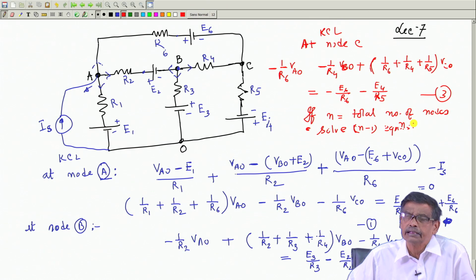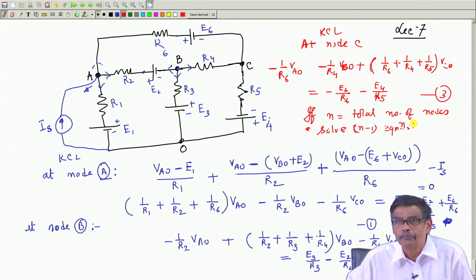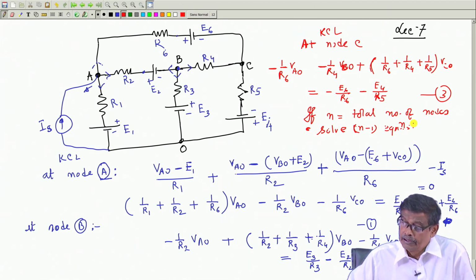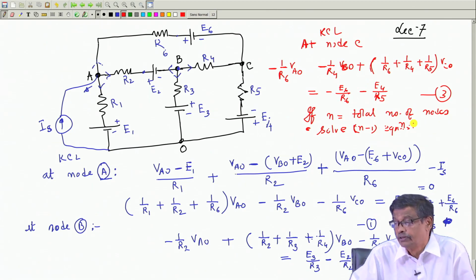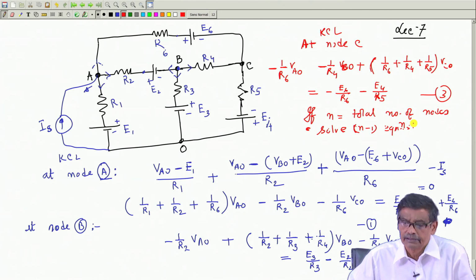We have seen that in mesh analysis, if you are lucky that in one of the outermost meshes there is a current source, then the number of equations to be solved will be even less than the number of meshes, 1 less. Is that not what we have learned? Now, in this case, I have not discussed that aspect, whether it is always n minus 1 equations to be solved, or whether there may be situations where the number of equations to be solved may be less.